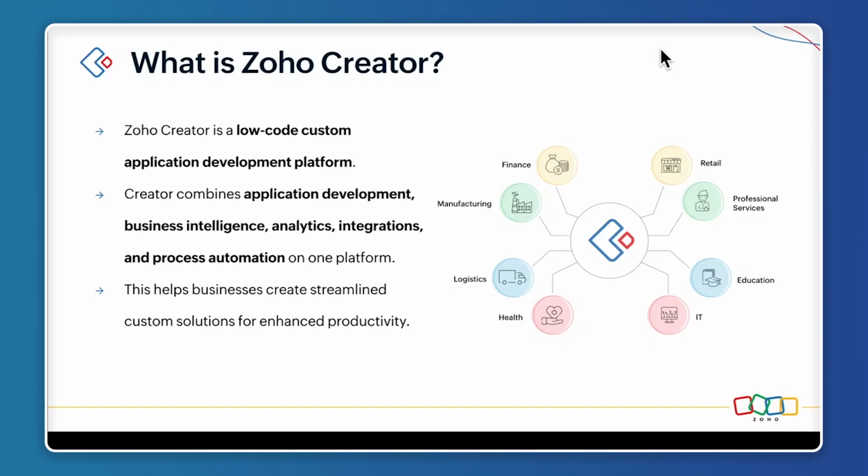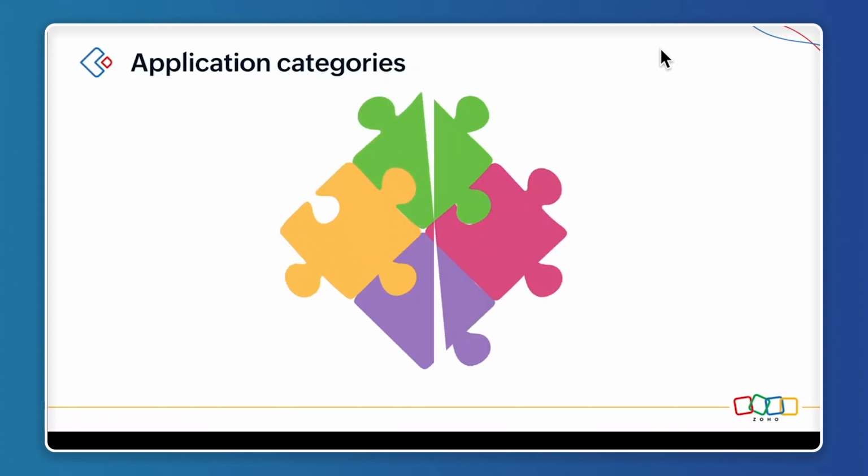But here, Creator will fit into any kind of industry or any kind of business use case or any other process that you would like to automate through the application. So now let's get into understanding how you can categorize the application that you're building inside your Creator platform. Here, to explain it in detail, we have categorized into four majors.